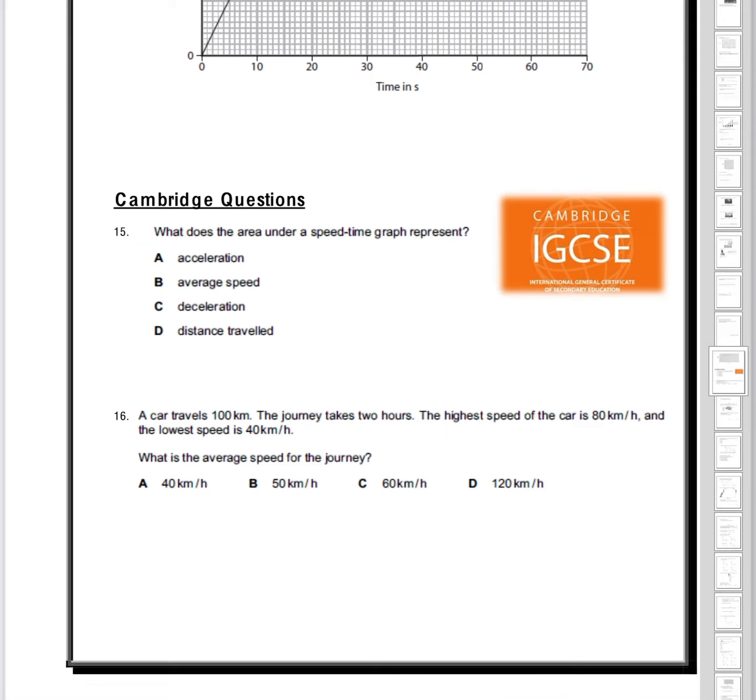It says, what does the area under the speed time graph represent? Now, if you can imagine a speed time graph, the area below this graph would show you the distance traveled, so the answer is D. Let's move on to the next question.